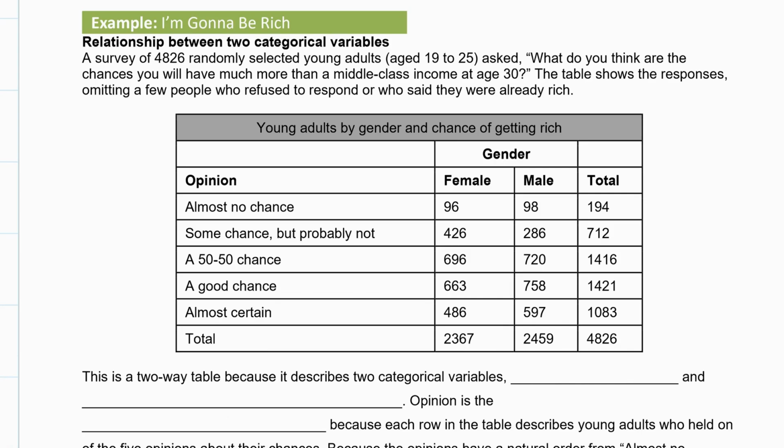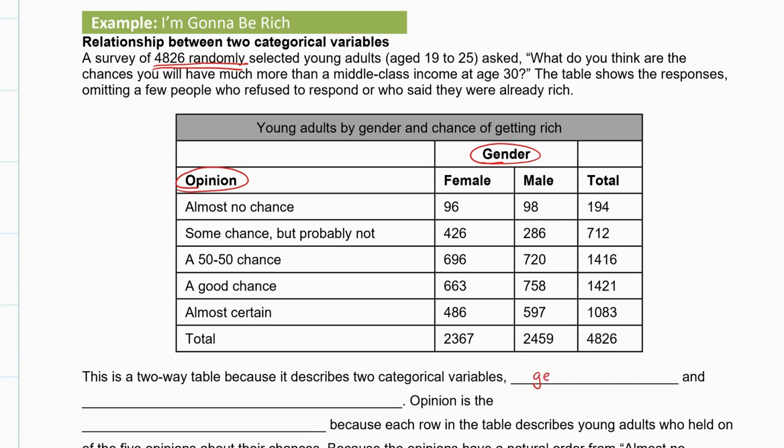Okay, so let's look at the idea of this two-way table. There needs to be two different categorical variables. Here's a categorical variable, gender. Either you're male or female, at least in this survey. Here's a categorical variable, opinion. What is your opinion about your chances of getting rich? Two different categorical variables coming from a single data set, right? Because this is a two-way table, it describes two categorical variables.